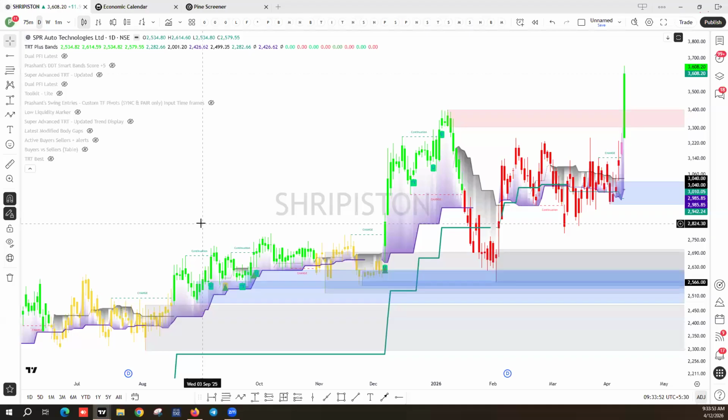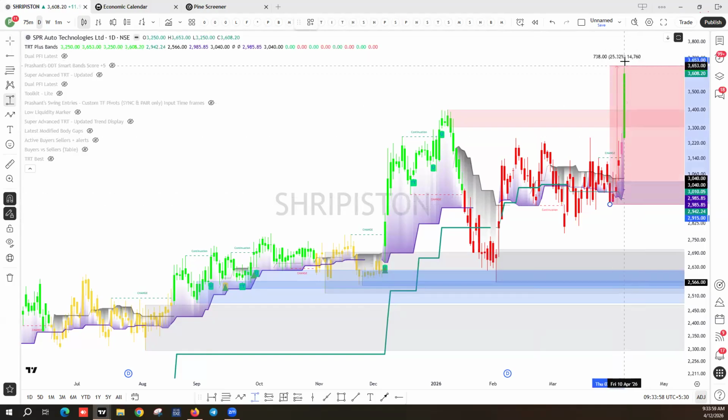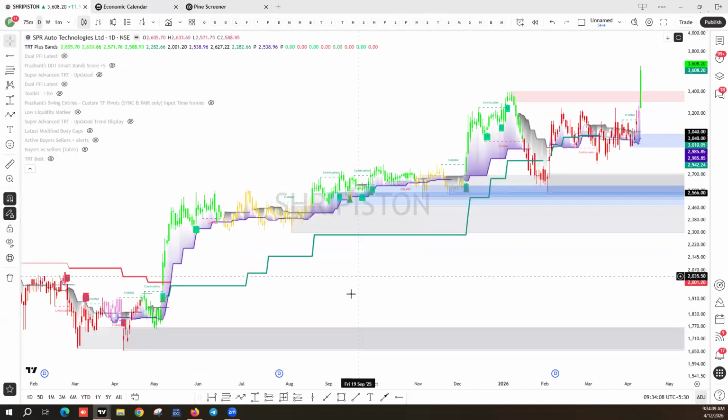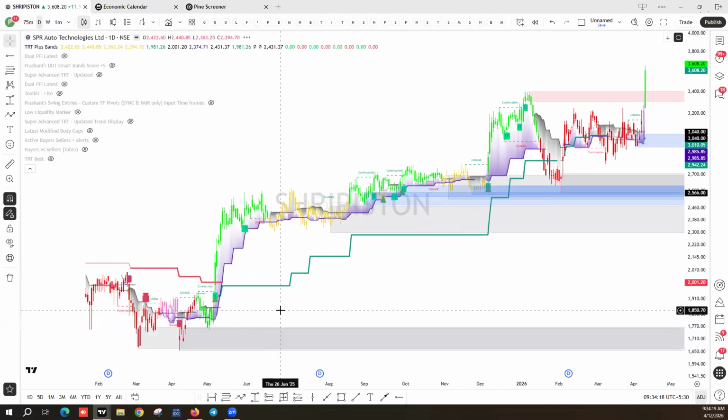SPR Auto Technologies. SPR Auto, how much is this up move? 25%. Now let us see how it behaves. Does it come down to give a retracement entry, or keeps moving higher? See, here it changed to green, gave a retracement entry, went up nicely. So sometimes it works, sometimes it doesn't.